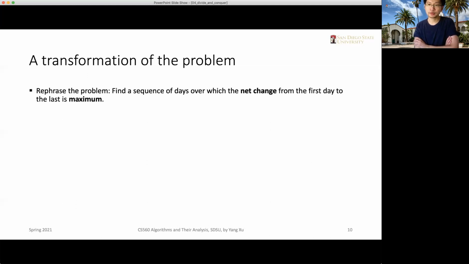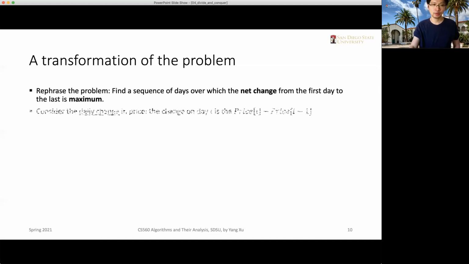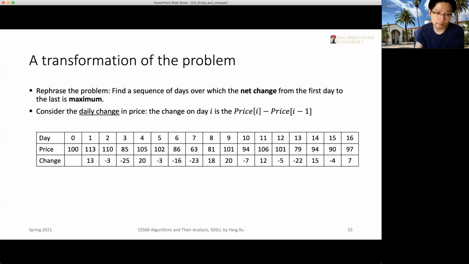Our goal is to find a sequence of days over which the net change from the first day to the last is maximum, right? We are actually considering the net change. So we can consider the daily change in price. The change on day i is the price of today minus the price of yesterday, right? That's something we can easily compute given the input array.